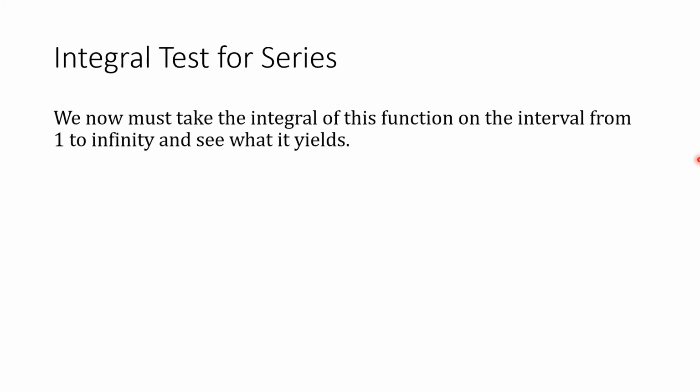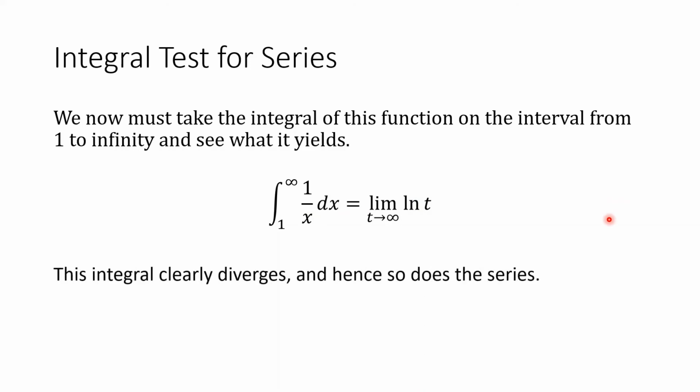So we'll now take the integral of this function on the interval 1 to infinity and see what it yields. As you expect, this integral completely diverges. The integral from 1 to infinity of 1 over x dx will give you the natural logarithm of x, and by skipping a few steps, since you guys know how to integrate this, you'll get that the limit as t approaches infinity of the natural log of t will be the value of this integral. And that clearly diverges. It goes to infinity, and hence so does the series.